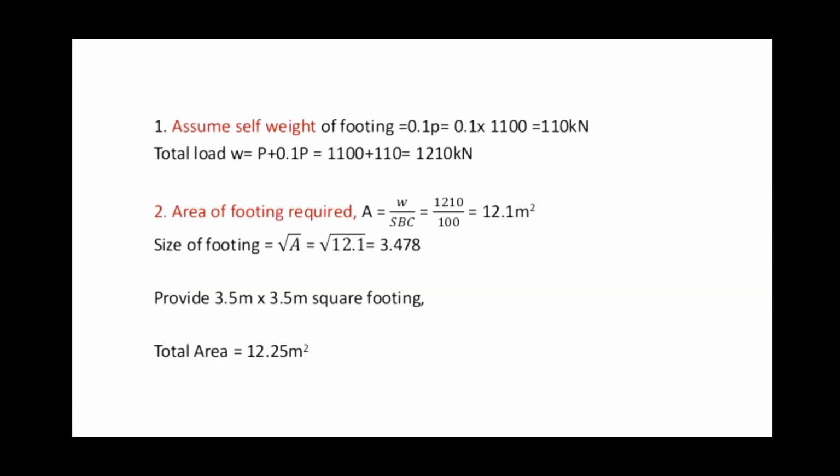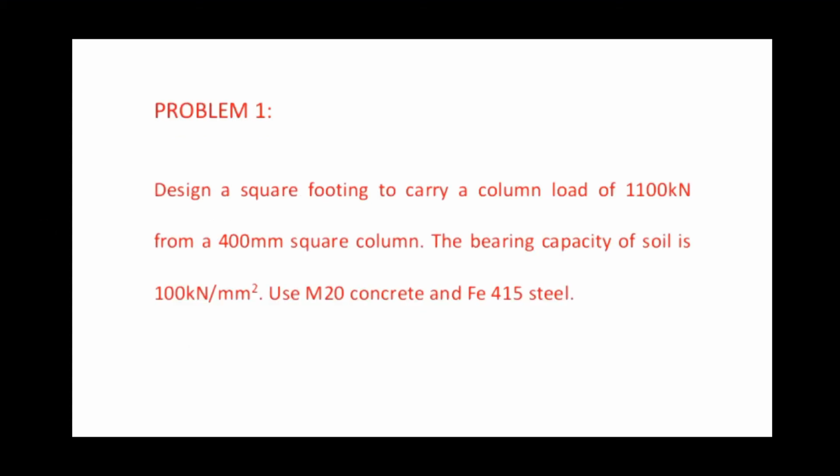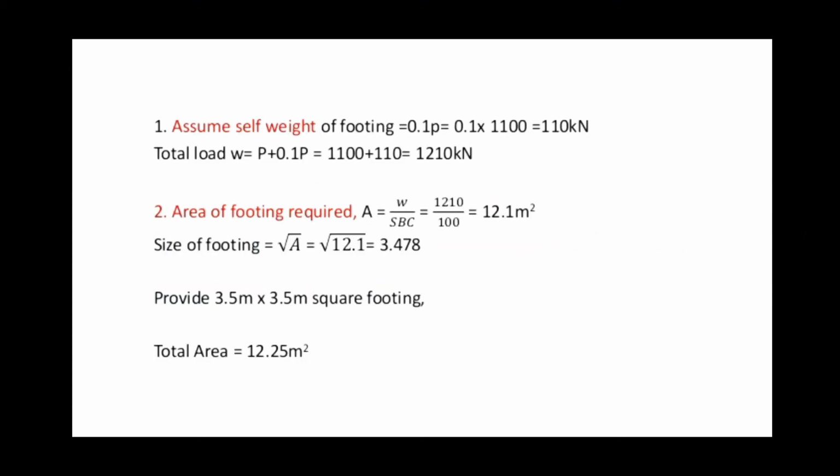So in the very first step, we need to determine the total load on the footing. The total load on the footing is the summation of the self weight of the footing and the load coming from the column. The self weight of the footing is 10% of the load coming from the column. So the column load here is 1100 kilonewton. So 10% of 1100 kilonewton is 110 kilonewton. So total load is equal to 110 kilonewton plus 1100 kilonewton, that is 1210 kilonewton.